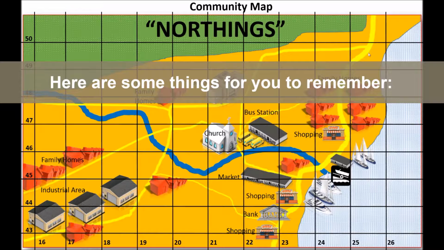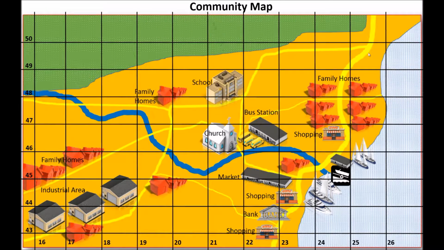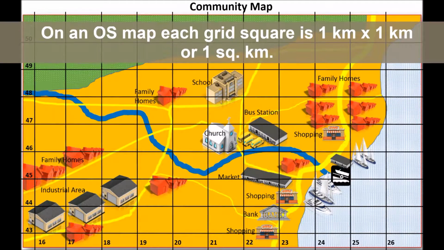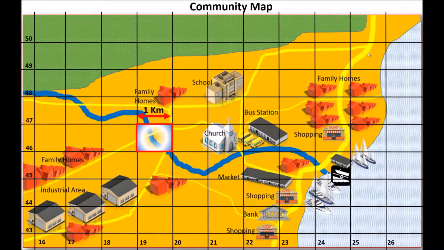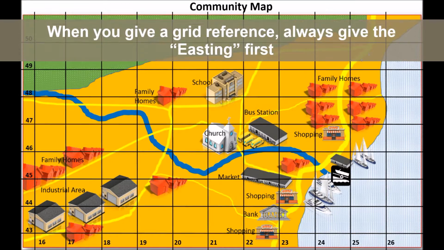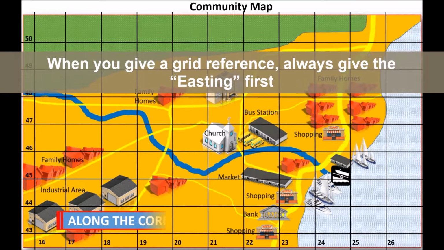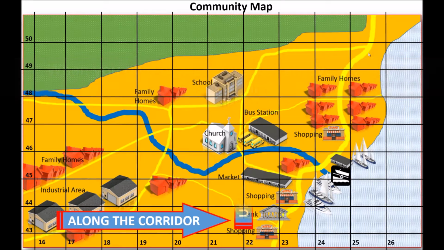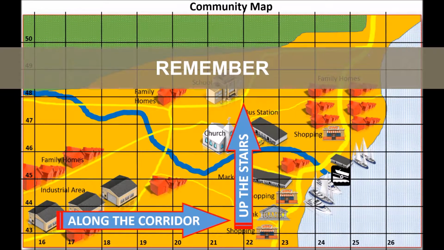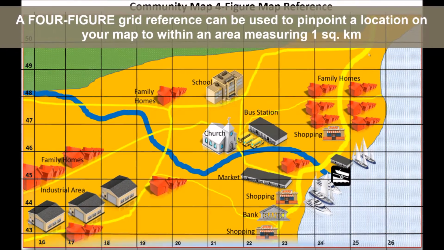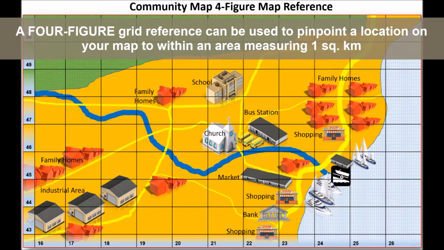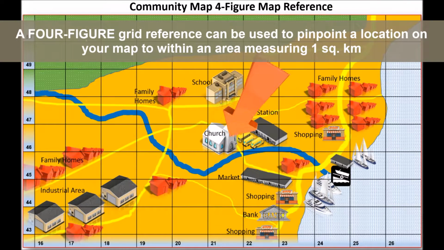Here are some things for you to remember. On an OS map, each grid square is 1 kilometer by 1 kilometer, or 1 square kilometer. When you give a grid reference, always give the easting first. Remember, along the corridor and up the stairs. A 4-figure grid reference can be used to pinpoint a location on your map to within an area measuring 1 square kilometer.